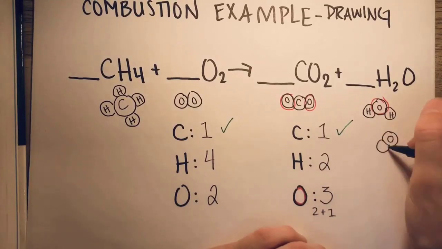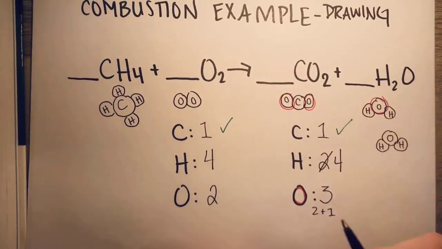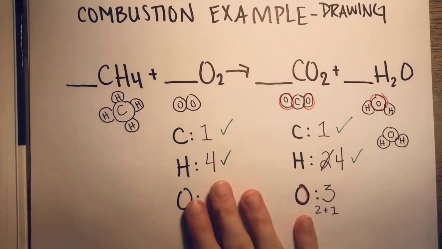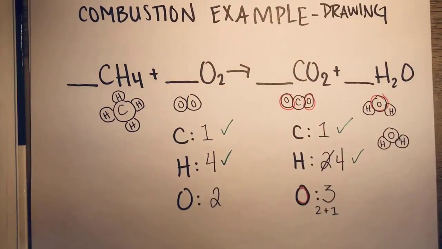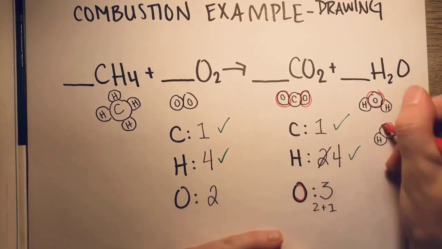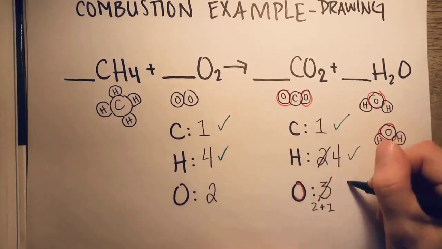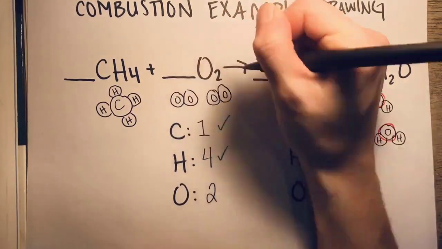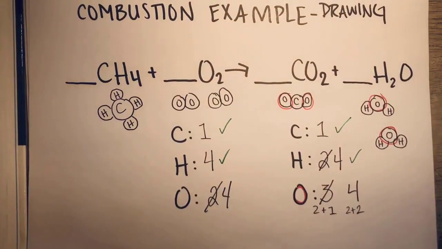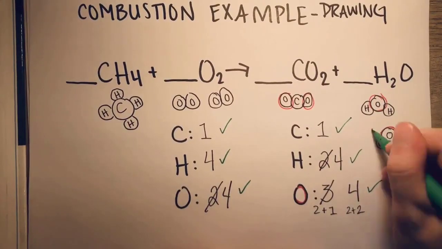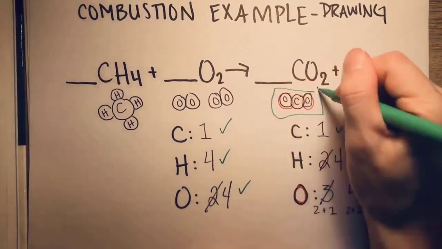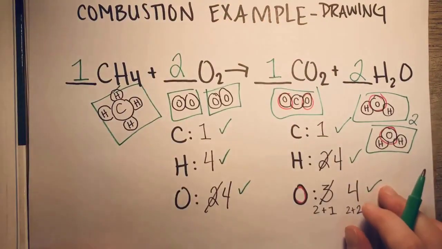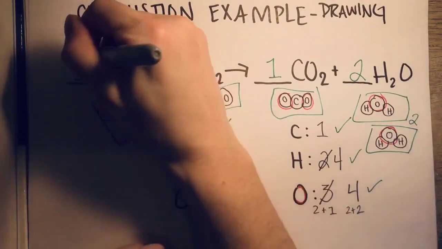So carbon is already balanced. I don't have to do anything there. Hydrogen is not. I'm going to draw another water particle to make my hydrogens balanced. So now that I've drawn another water particle, I have another oxygen. So I now have four oxygens instead of three. So I'm going to draw another oxygen particle on the reactant side, and now I'm good. So I have two H2Os, one CO2, two O2s, and one CH4.